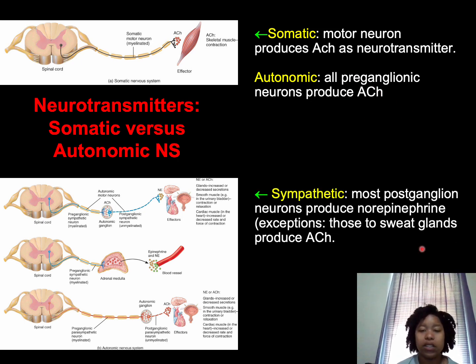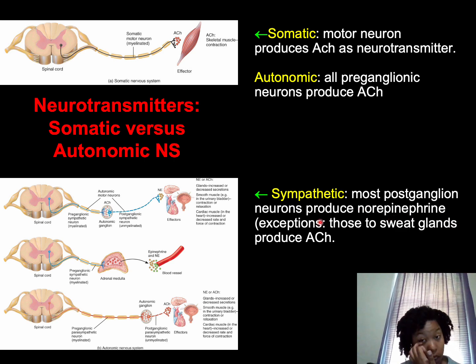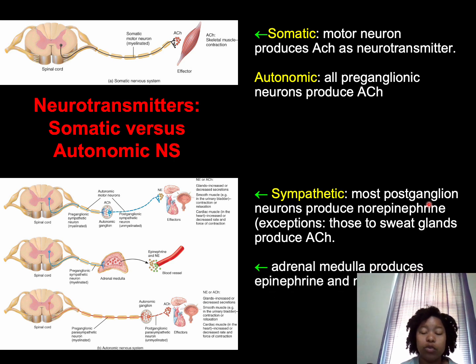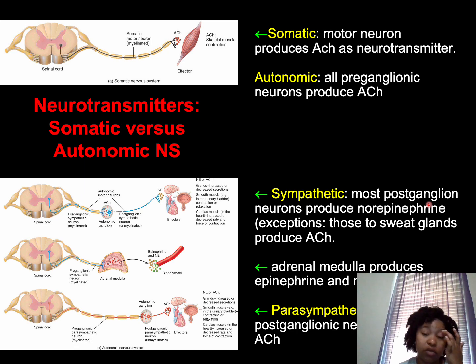For the sympathetic nervous system, most of the postganglionic neurons are going to produce norepinephrine. And the exceptions are going to be the sweat glands, because they'll also release acetylcholine. But the adrenal medulla will produce epinephrine and norepinephrine. As far as parasympathetic innervation, those would be postganglionic neurons, and they'll secrete acetylcholine.